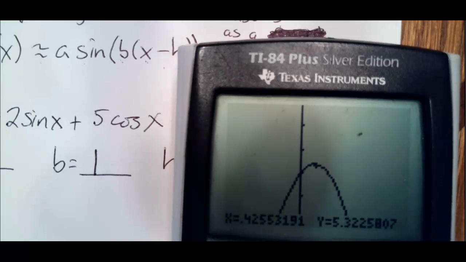Now we get a little bit more defined part, so I'm going to hit trace again, and I'm going to try to get as high up as I can. All right, so look, we got 5.375, 5.384, 5.379. So the highest point looks like 5.38. That is your new amplitude.